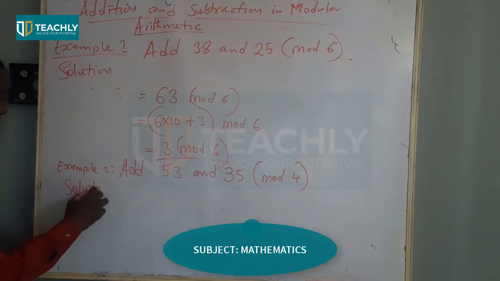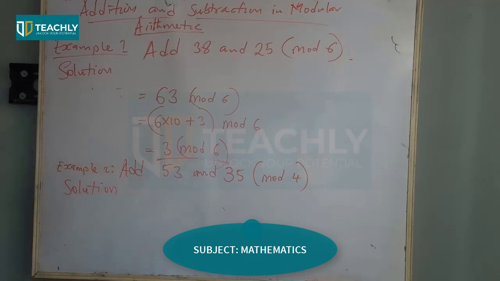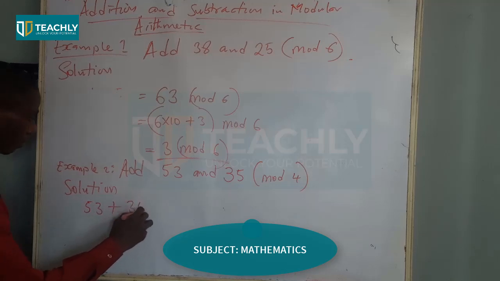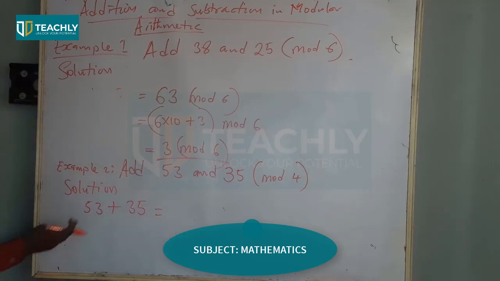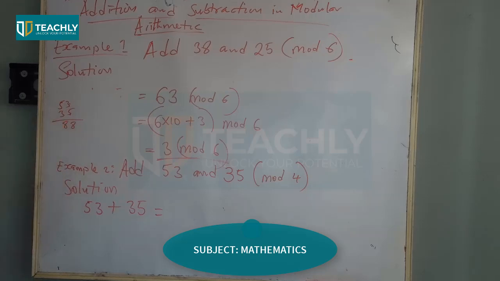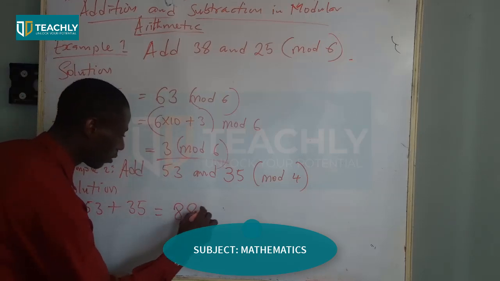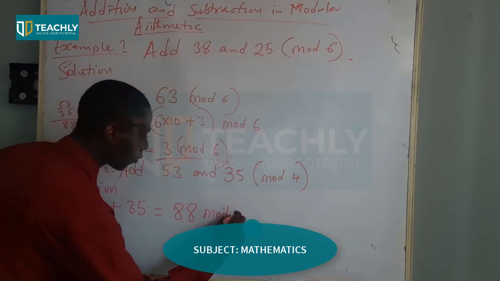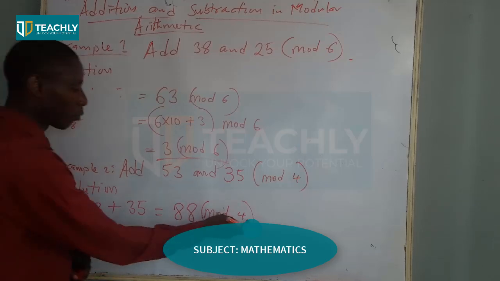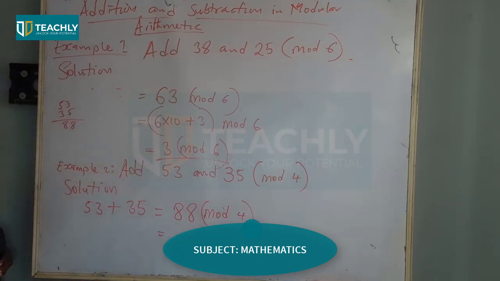is you can first add the two numbers together. That is, we have 53 plus 35, which will give you, 3 plus 5 we have 8, 5 plus 3 we have 8, so it's going to give us 88 modulo 4. So the next thing is, we will use this 4 to divide 88. Let's see how many 4s can we find in 88.